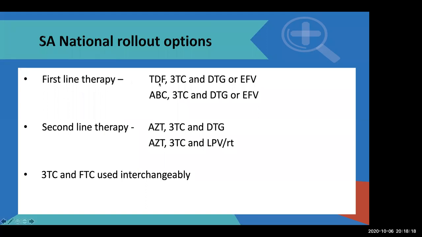Now, the first line therapy in South Africa is a combination of tenofovir, lamivudine, and dolutegravir. You can see this is two nucleosides, right, plus an integrase inhibitor. So tenofovir, lamivudine, and dolutegravir. Where dolutegravir cannot be used, for example, patients who are taking other drugs that interact with dolutegravir, especially anticonvulsants, or patients who might be diabetic, taking high doses of metformin, then you cannot use dolutegravir. Then you will opt for efavirenz, right? So it will be tenofovir with lamivudine or emtricitabine, and efavirenz, right?